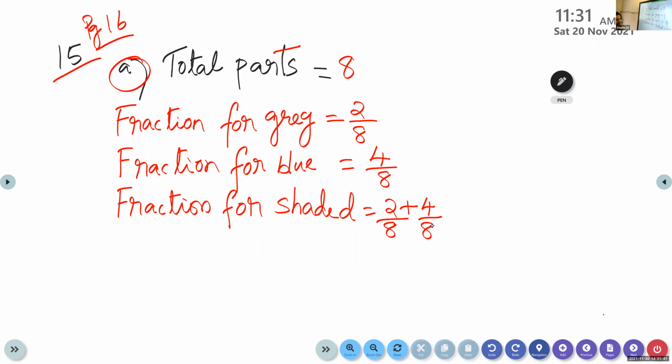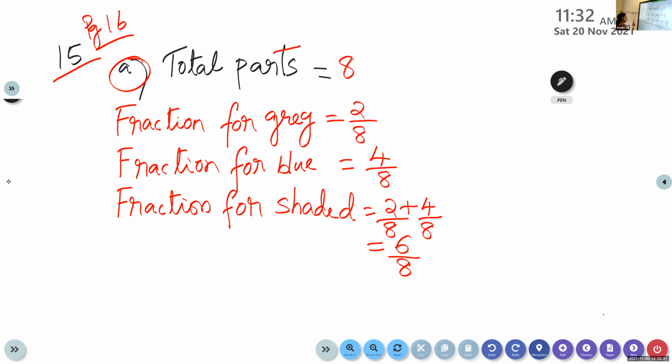Alvina, please tell me what is that fraction for shaded while adding? Ma'am, you can add 4 plus 2 and tell me the answer. Ma'am, 6. Yes, 6 by 8. The denominator, there is no change. Okay, look here, children. We are adding like fractions. Add only numerators.